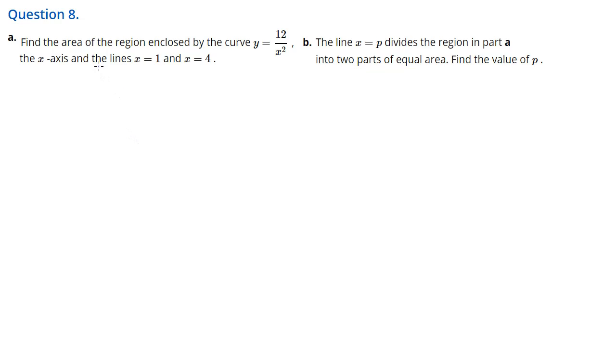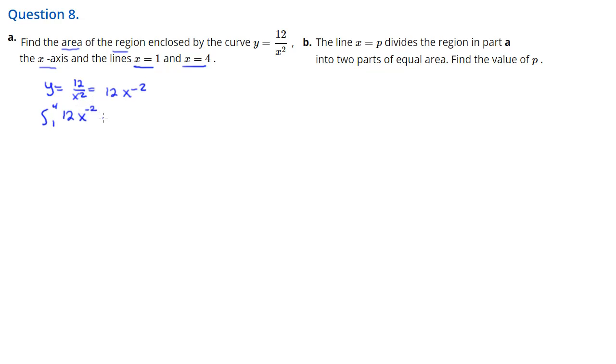In this problem on page 257, we've got to find the area of the region enclosed by the curve y equals 12 over x squared. And we've got the boundaries of x equals 1 and x equals 4. So what we're going to need to do here is integrate this with these boundaries. And the first thing is we're going to have to get this power up to the numerator.